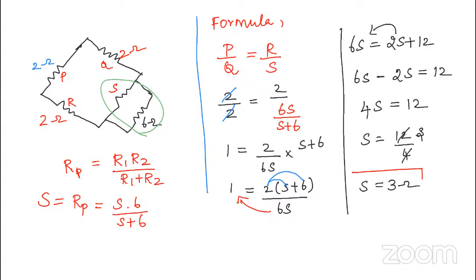So what is the unknown resistance value here? It is a 3 ohms value. Okay, do not make a mistake in the last step. So S is equal to 12 by 4, so it is 3 times. Okay.